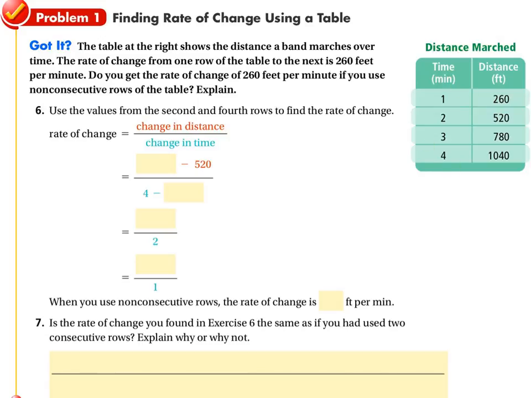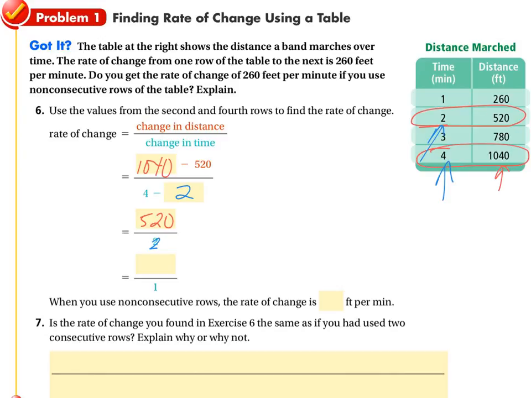So we're going to look at two of these. We can kind of pick whatever two we want. We're going to pick 2 minutes for 520, and then we're going to also pick 4 minutes at 1,040 feet. So my change in my distance started out at 1,040 feet and went to 520. Well, that's a change of 520. My time went from 4 to 2. That's a change of 2.